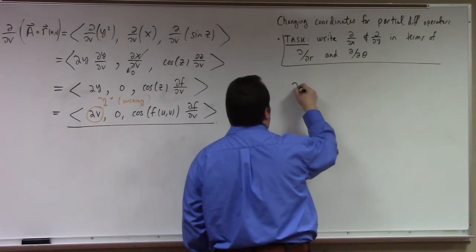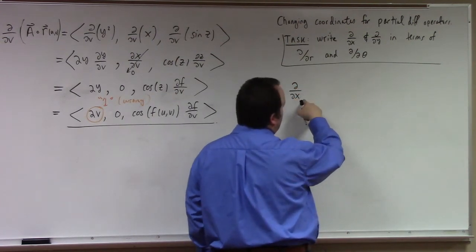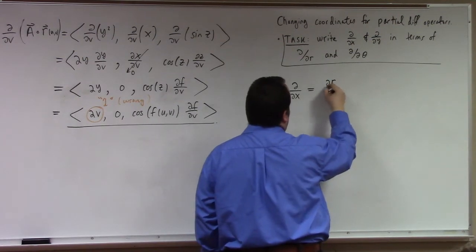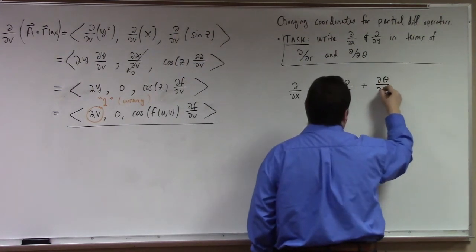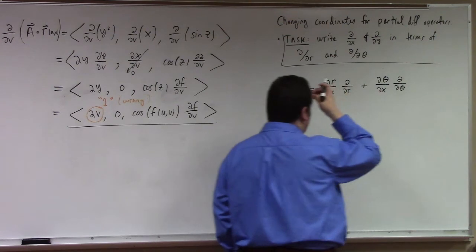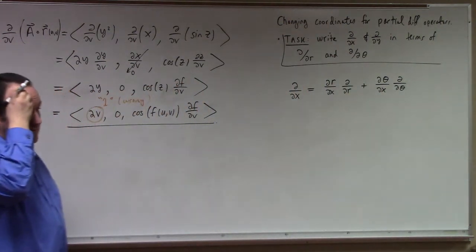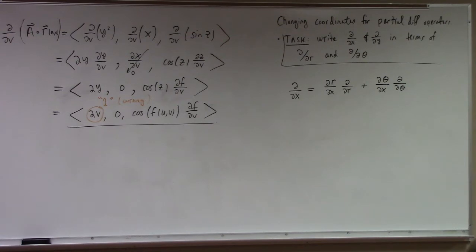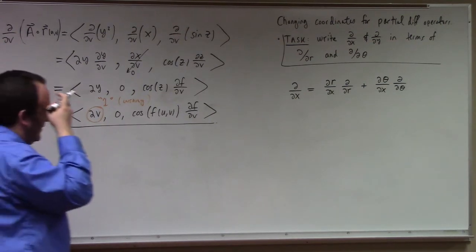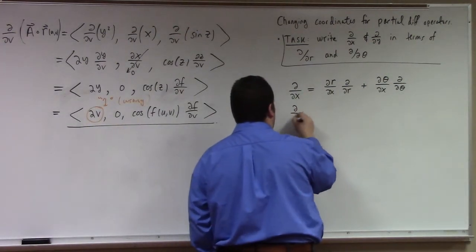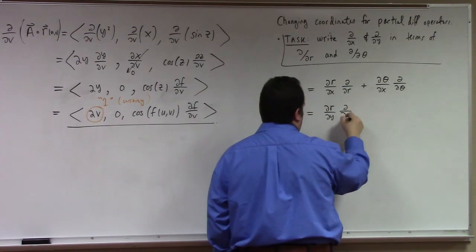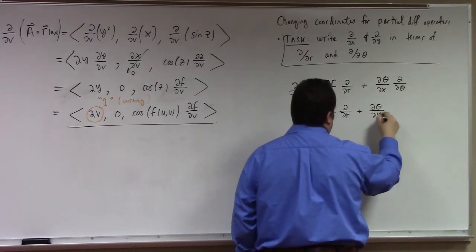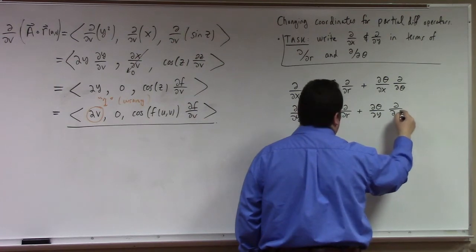It's pretty simple. As a rule, it works out like this. Partial x, we can trade for partial r partial x, partial r, plus partial theta partial x, partial theta. That is the chain rule as it applies to partial differentiation. And likewise, we can calculate partial y in terms of polar derivatives as partial r partial y, partial r, plus partial theta partial y, partial theta.